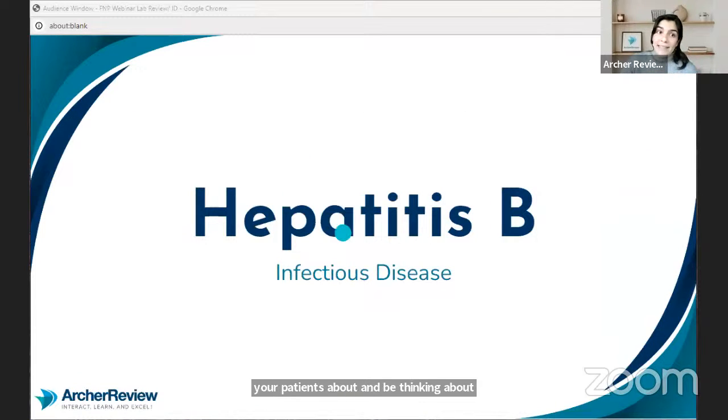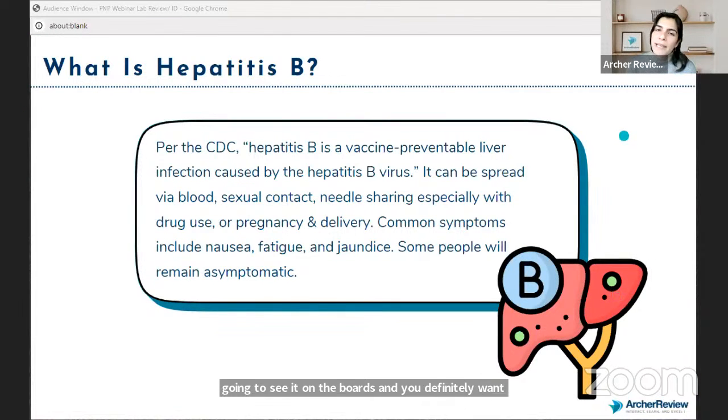So Hep B is our big topic, and I left that for last so that we can ask all the questions we want about it, but we're going to really dive into Hep B because you're going to see it on the boards, and you definitely want to be thinking about this in clinic too with your patient population. And with Hep B, why do we care about hepatitis B?